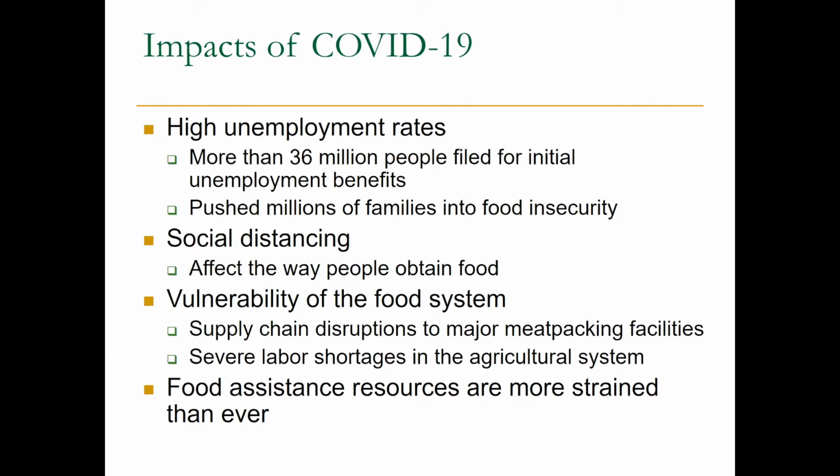Another dimension is related to the vulnerability of the food system. Recently, there have been several supply chain disruptions to the major meat packing facilities. There's also an expected severe labor shortage in the agriculture system due to the suspension of work visas. And food assistance resources are more strained than ever. In New York, 40% of the soup kitchen network was closed during COVID-19.